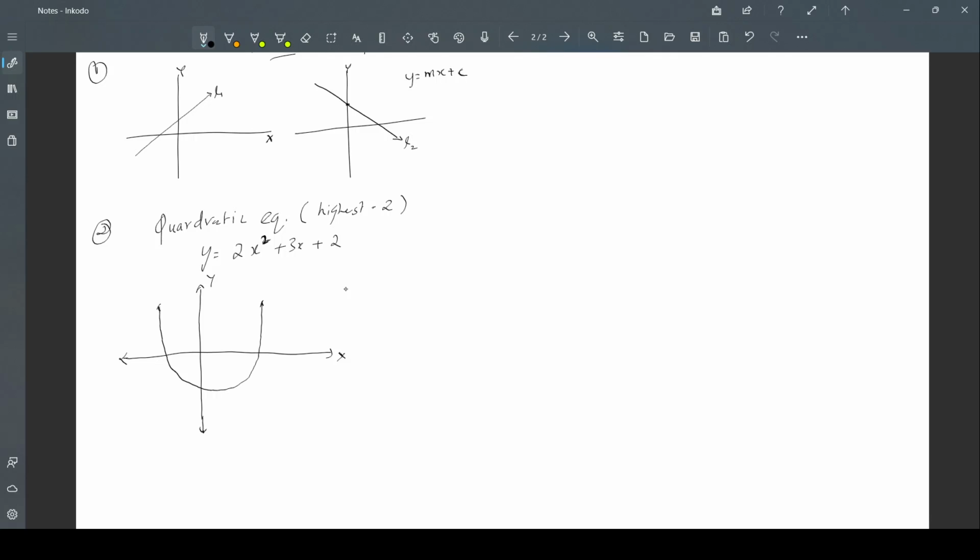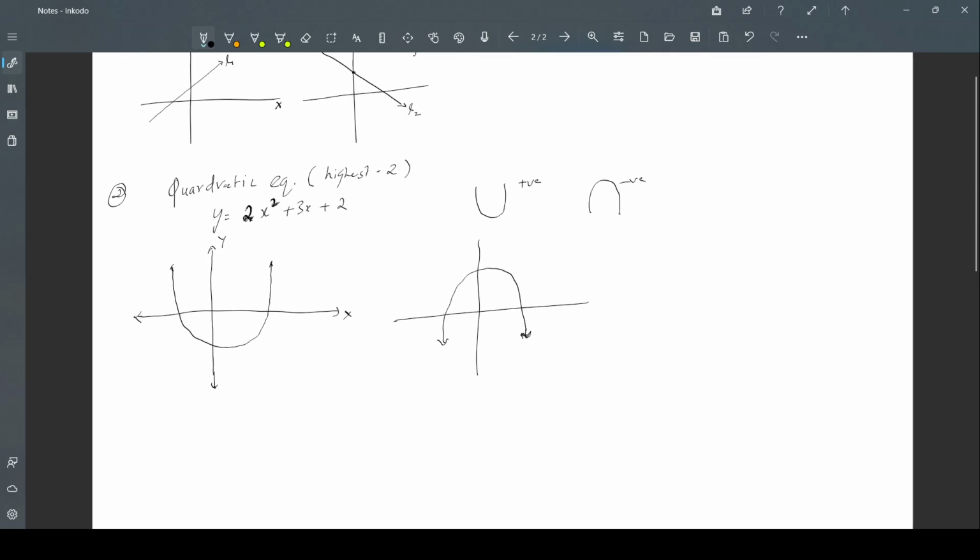If we have a u shape like this one, then we call this a positive quadratic graph. And if it goes opposite to you, like this one, then we call this a negative quadratic graph. Okay, so keep it in mind. Negative and positive is affected by the magnitude, right? This is actually m over here, which shows us whether the graph is positive or not.